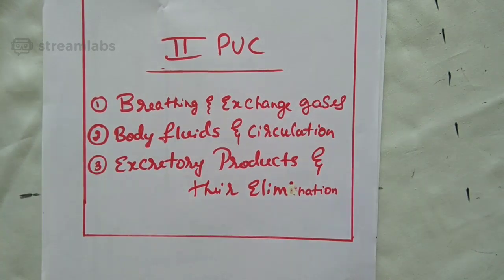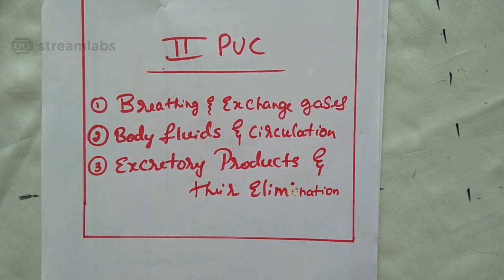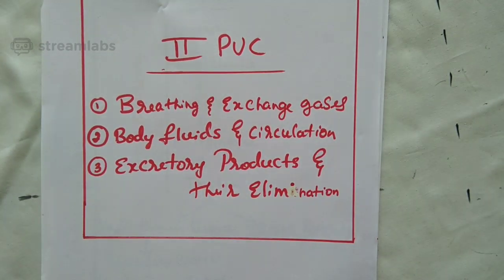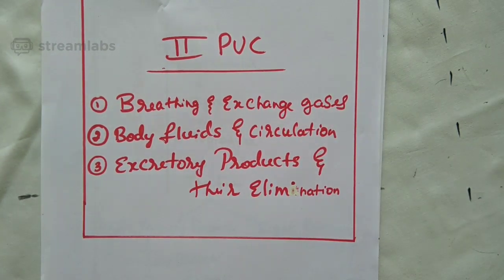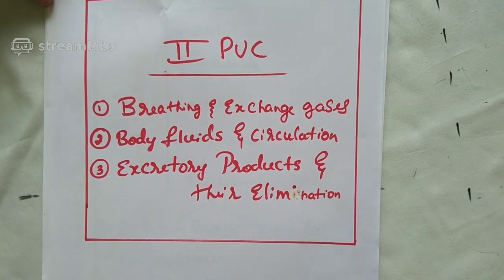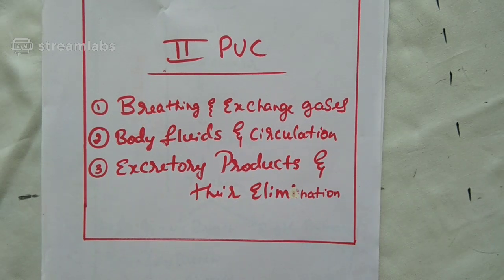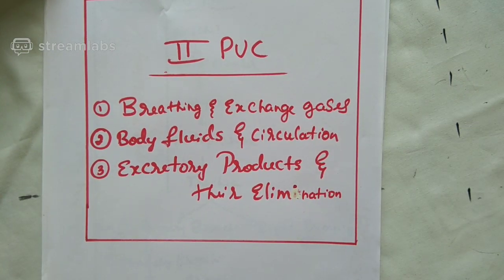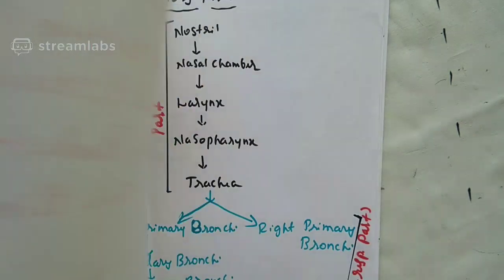Good morning, students. We'll be starting with the B07, which includes 3 chapters: breathing and exchange of gases, body fluids and circulation, excretory products and their elimination. I'll be touching important aspects of these 3 chapters only, and memory oriented aspects I may not be able to tell about. So without any delay, let us start the first chapter, breathing and exchange of gases.